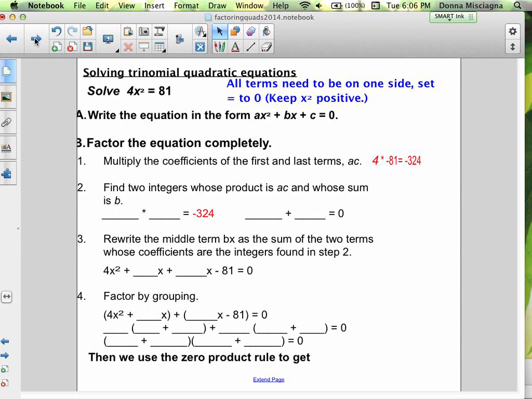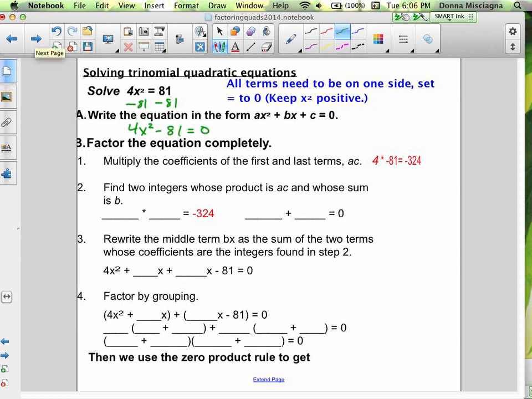We have 4x squared equals 81. This one, by the way, is in your notes. All right, we got to move the constant term. Don't move the x squared because you want that to stay positive. Instead, let's move the 81. So we'll subtract 81 from both sides. And we have 4x squared minus 81 is equal to 0.